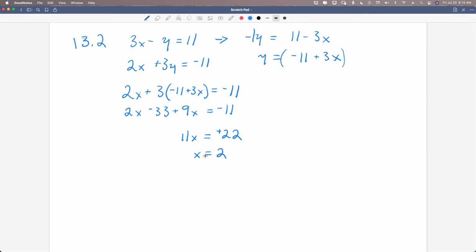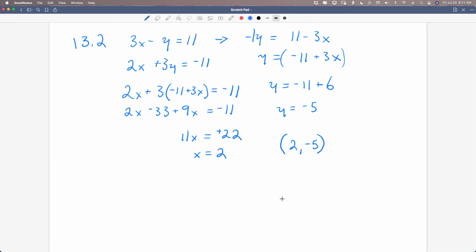Right? So now we could put x in here and solve for y. So y is equal to negative 11 plus 3 times 2, which is 6. So y is equal to negative 5. So our answer would be written as a point. X is 2, y is negative 5. And that's our result.